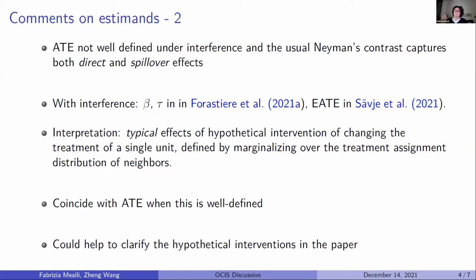So it's essentially different, and it's looking at a slightly different hypothetical intervention. And all these interference-based definitions of an average treatment effect, so the beta, the main effect tau, and the EATE, do coincide with the usual ACE when this is well defined, namely under no interference. And so I'm just suggesting that if you clarify this issue in the paper, this may also help in understanding what are the hypothetical interventions associated to the estimands that you define in the paper.